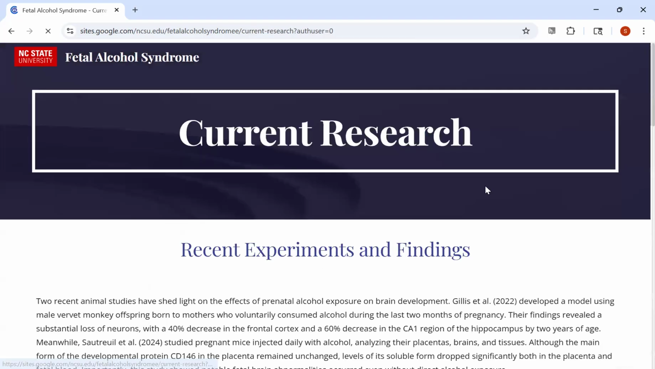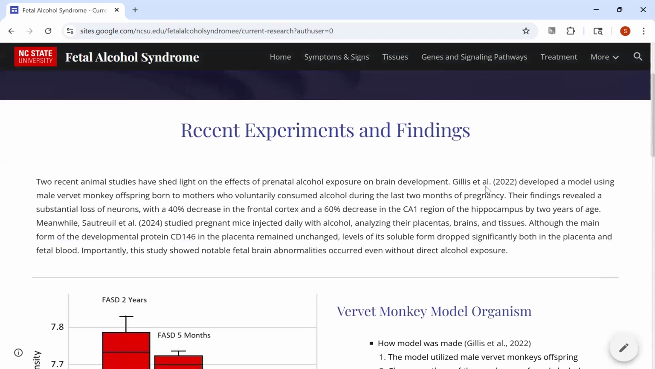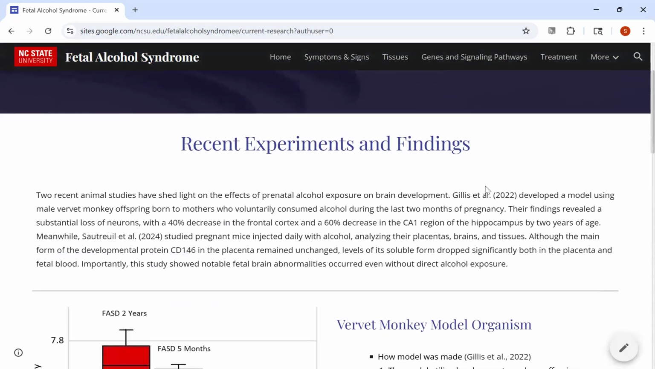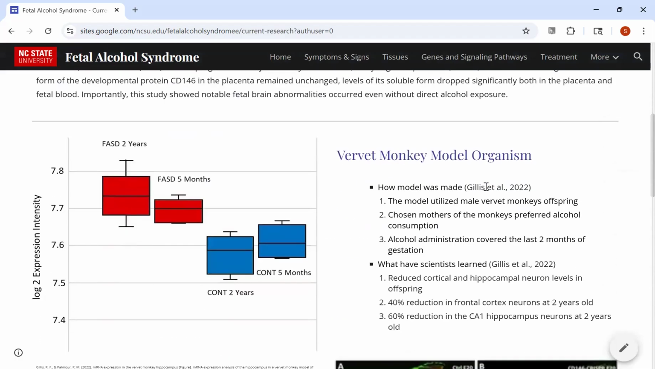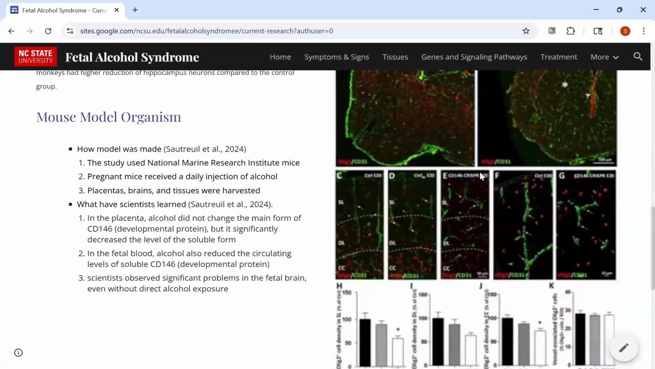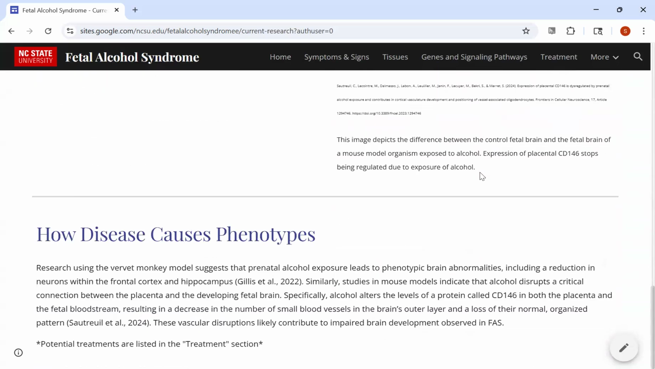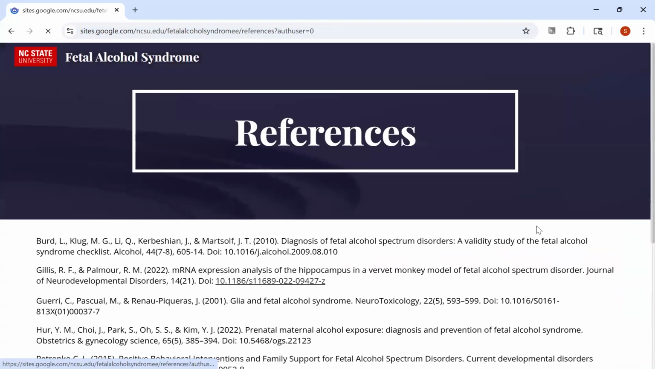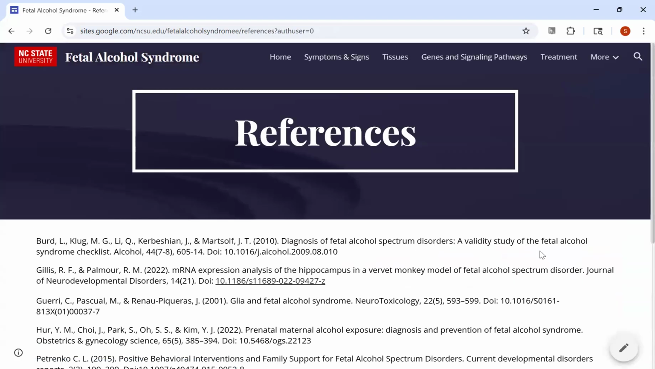And finally, I have my current research section. I did a brief overview of the two findings that I'll be discussing. And then I also put some information about the vervet monkey and mouse model organism. Using that information, I furthermore described how fetal alcohol syndrome can cause the phenotypes that it shows. And then I just provided my references, and that's it.